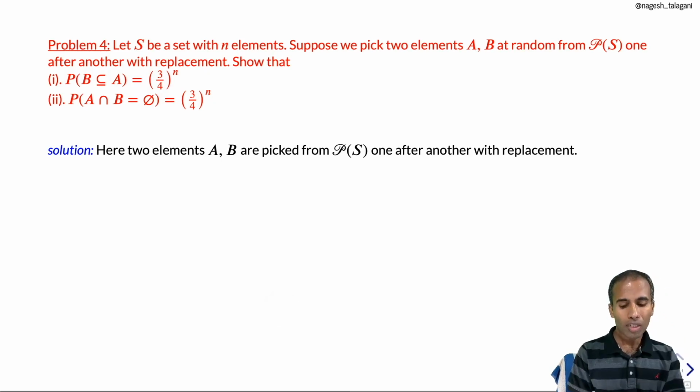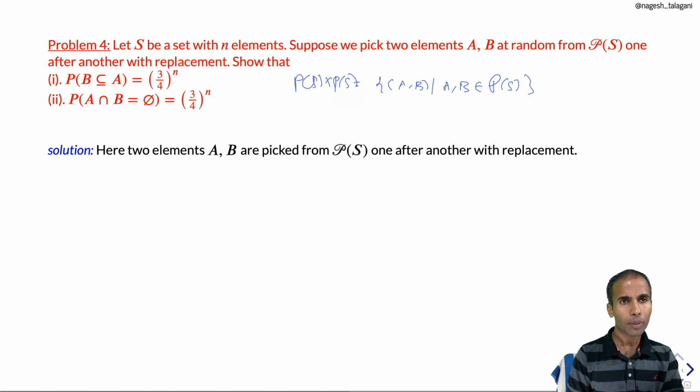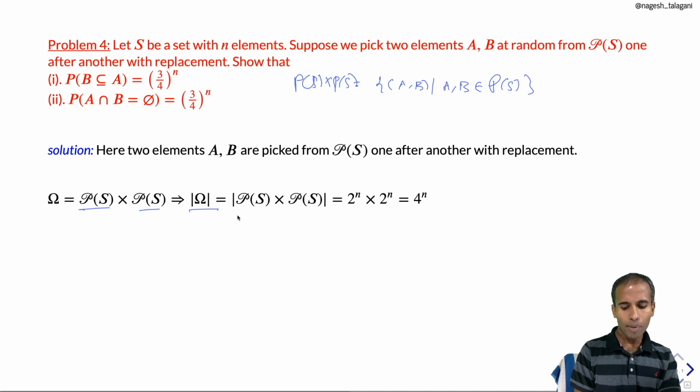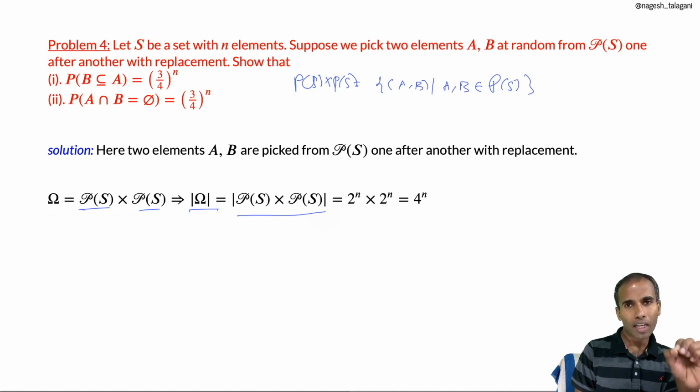Okay. Here, outcomes can be observed like this: ordered pairs a, b, where a, b are elements of the power set of S. Okay. This set can be described as the Cartesian product of the power set of S with the power set of S. Okay, that's why the sample space omega can be seen as the Cartesian product of the power set of S with the power set of S. So the number of elements in omega is going to be the number of elements in this Cartesian product. Okay, and we know that if S has n elements, the power set of S will have 2^n elements.